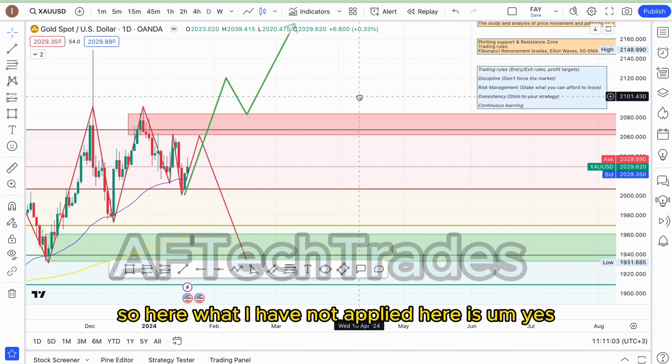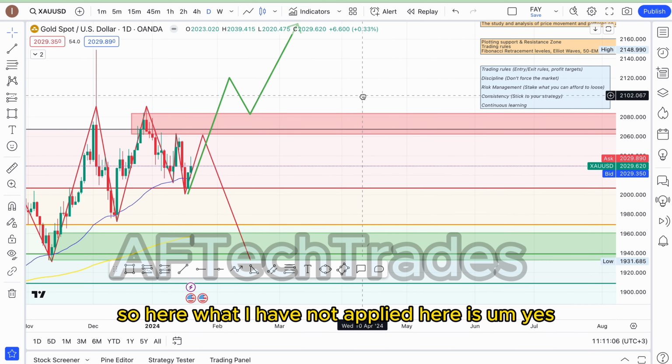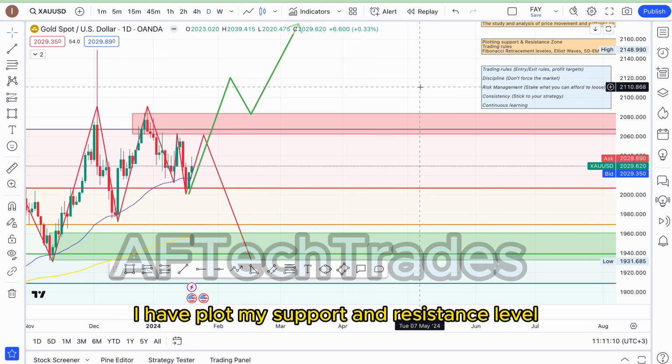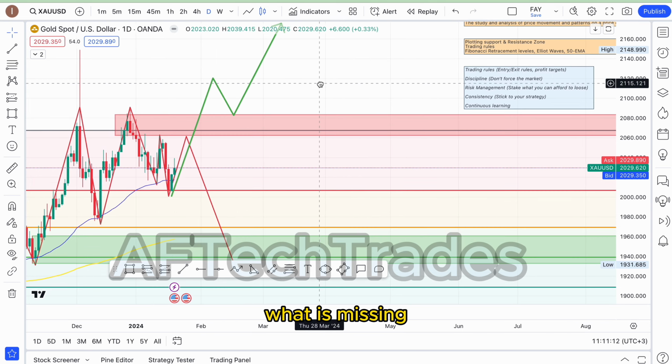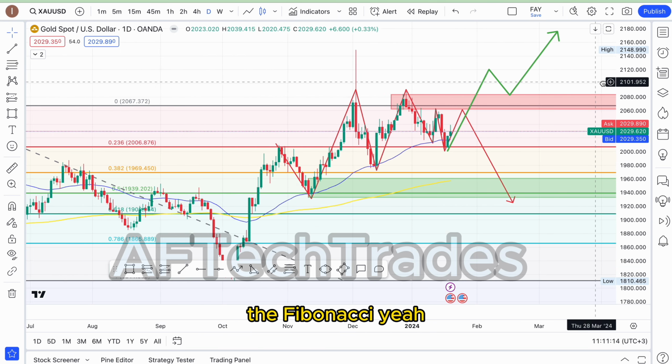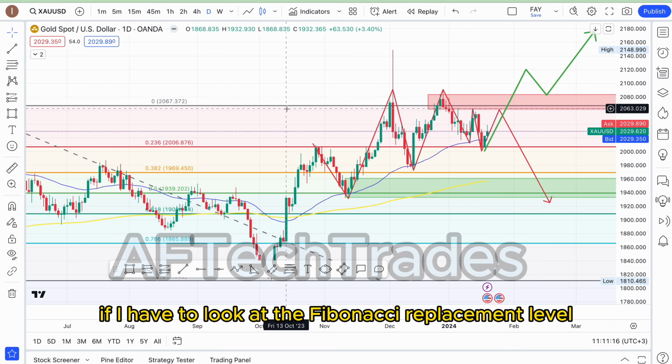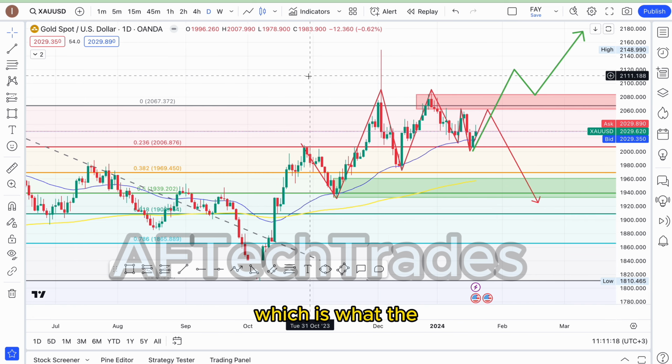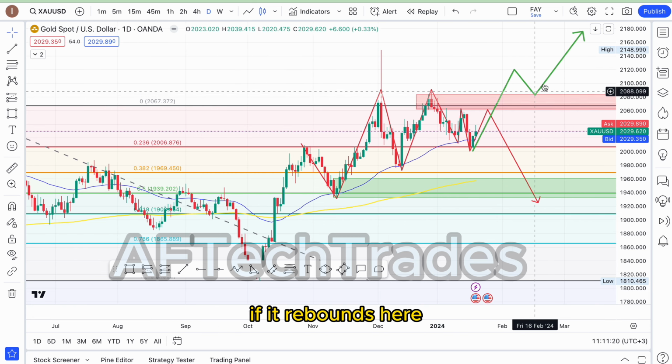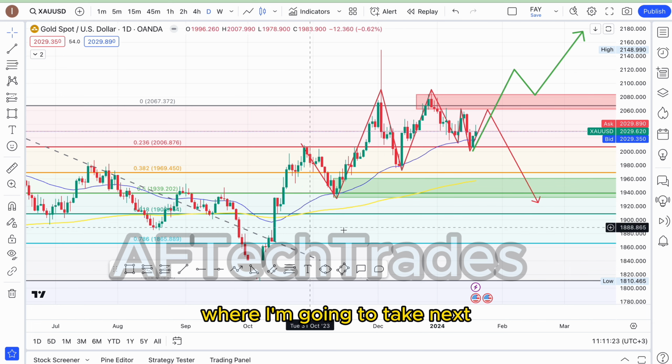So here, what I have not applied yet is, yes, I have plotted my support and resistance level. What is missing? The Fibonacci. If I look at the Fibonacci retracement level, which is what I said is the target here, if it rebounds here, where am I going to go next?